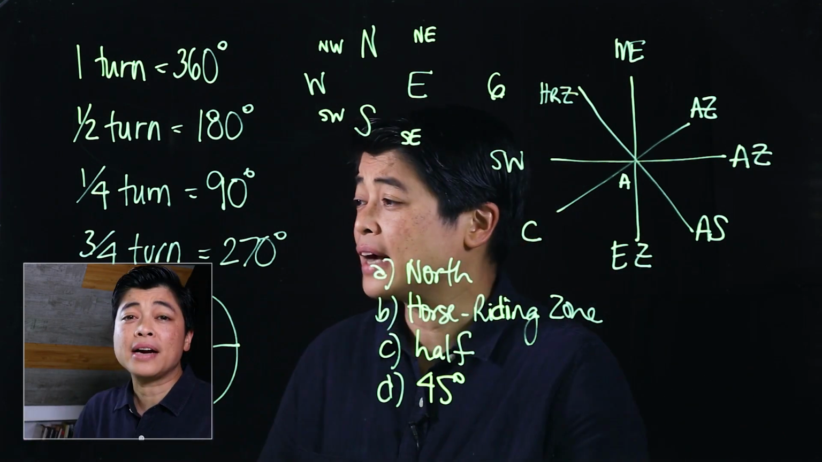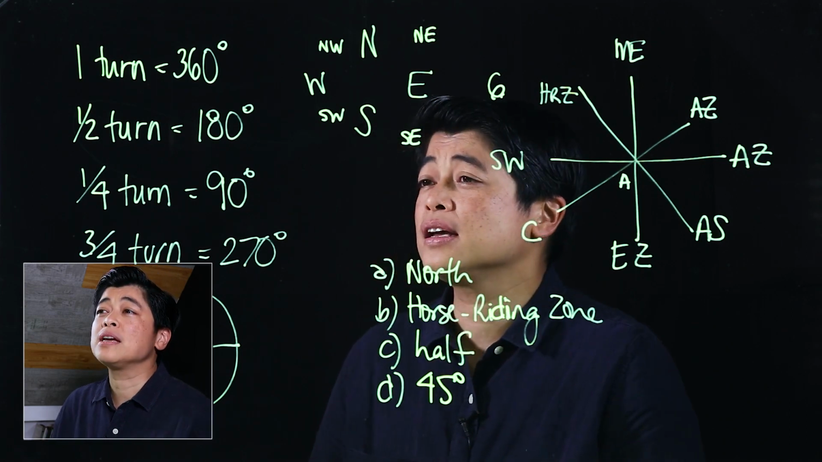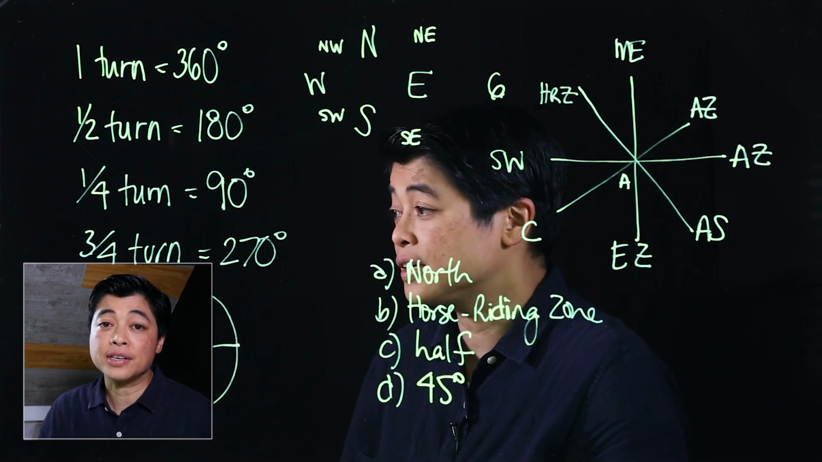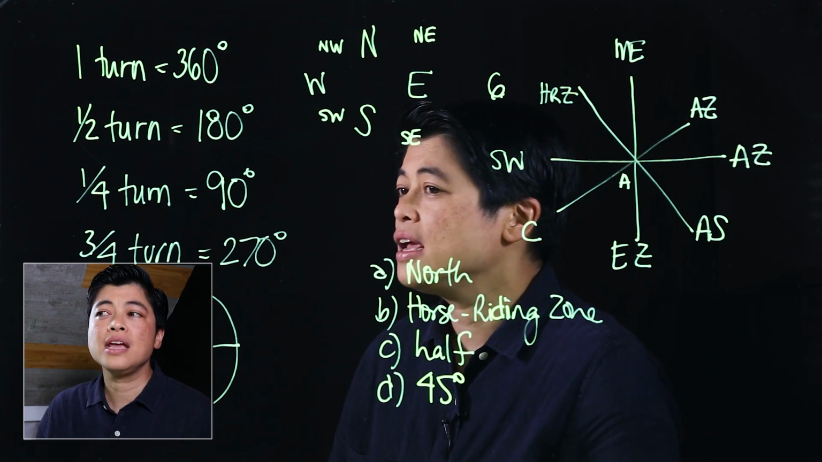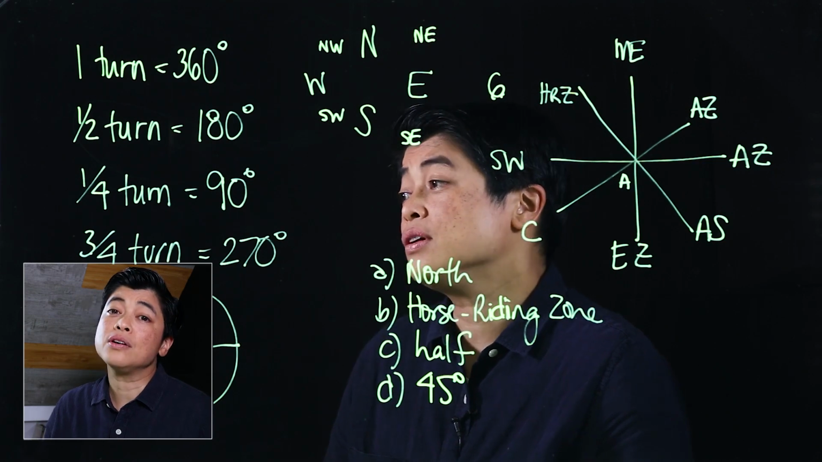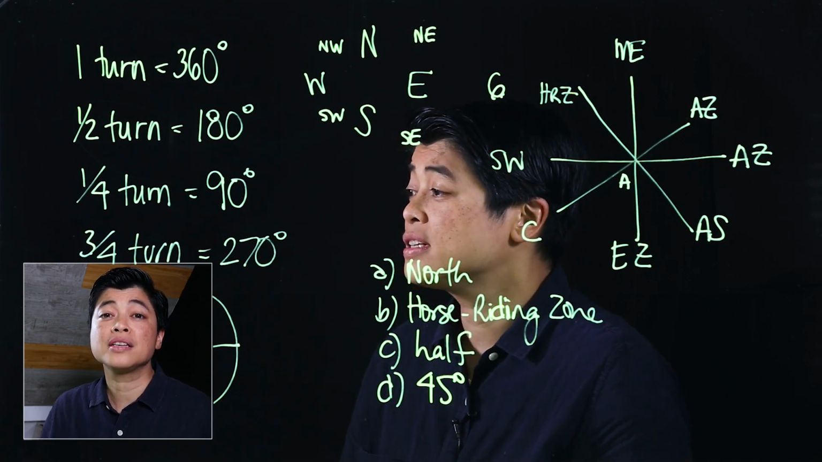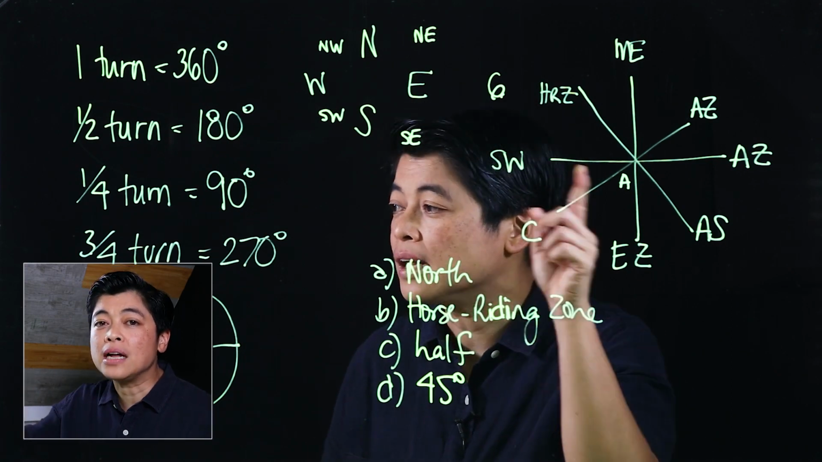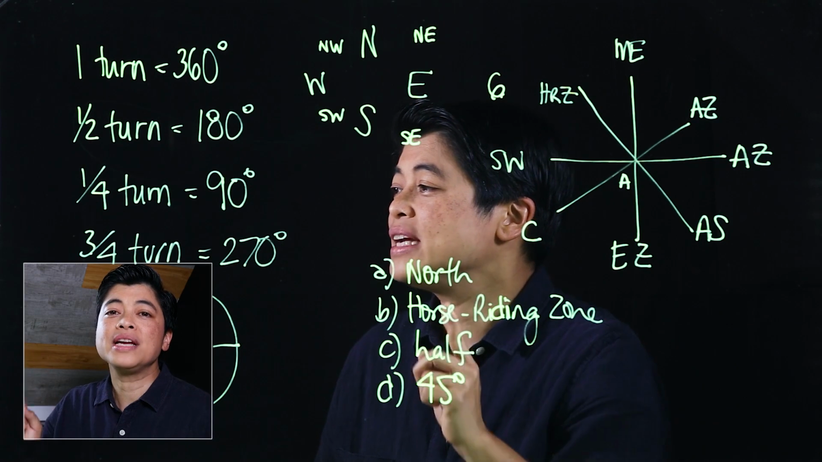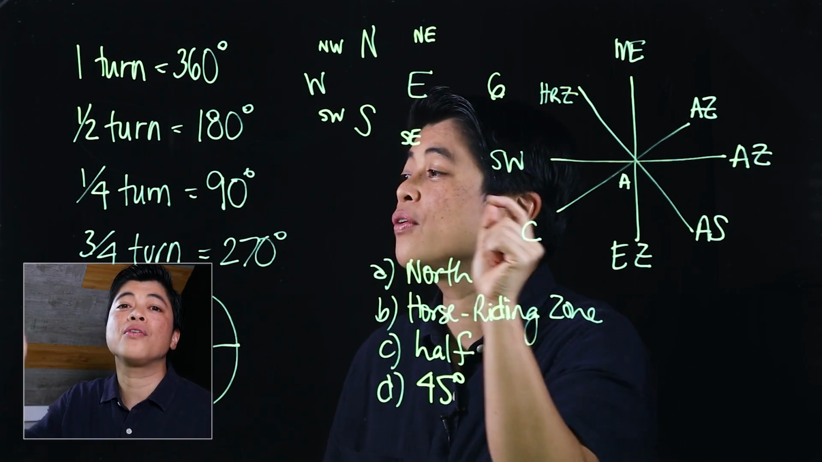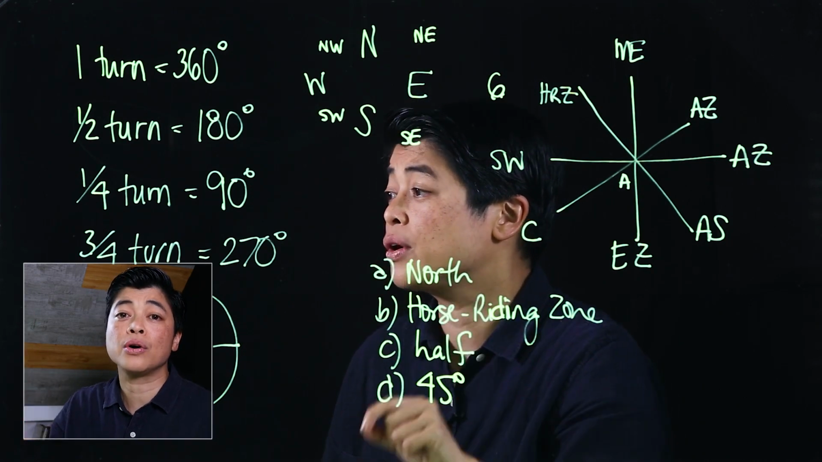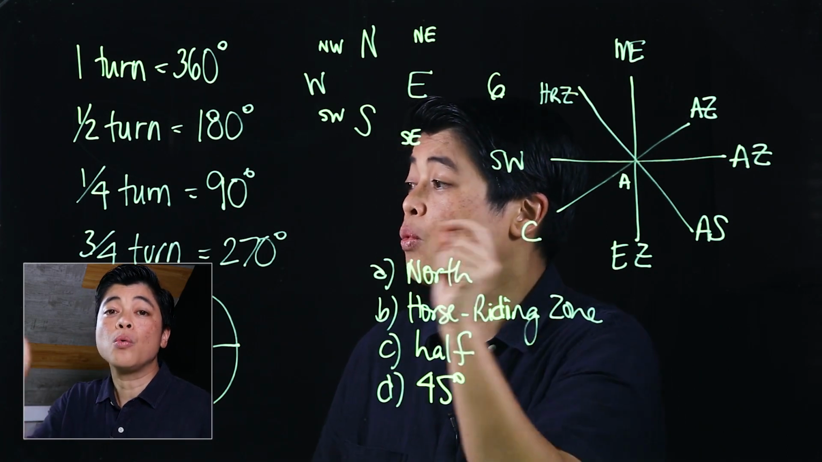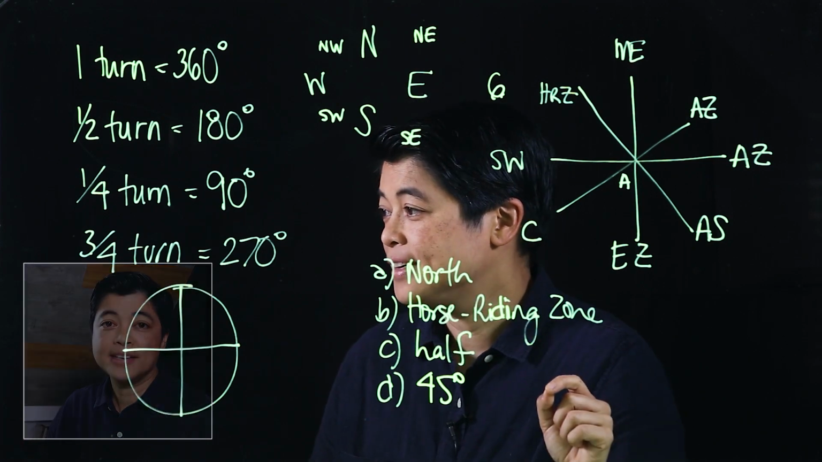Again, parents and kids, it's important that you understand the difference between one full turn, half turn, a quarter turn, and 3/4 turns. It's also important to know the difference between north, south, west, and east, and all the middle directions of that. It's always the north or the south that comes before the west or the east. That's why it's northwest, northeast, southwest, and southeast.